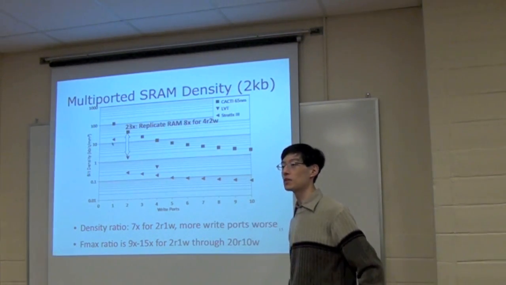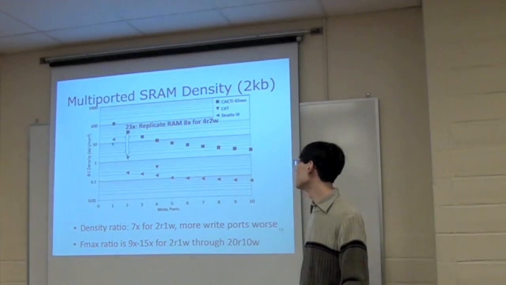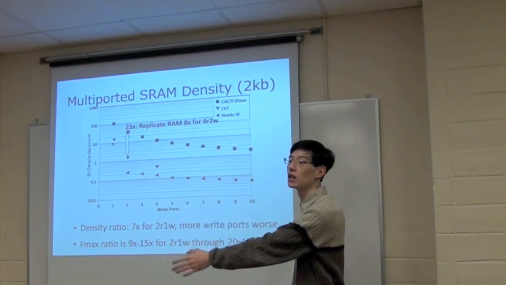The Fmax ratios are far less interesting to us. It's about 9 to 15x for the entire range of ports.